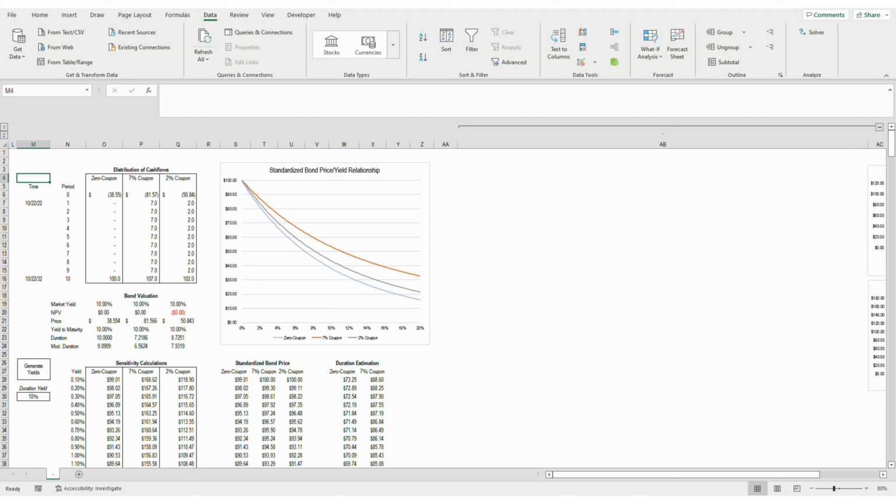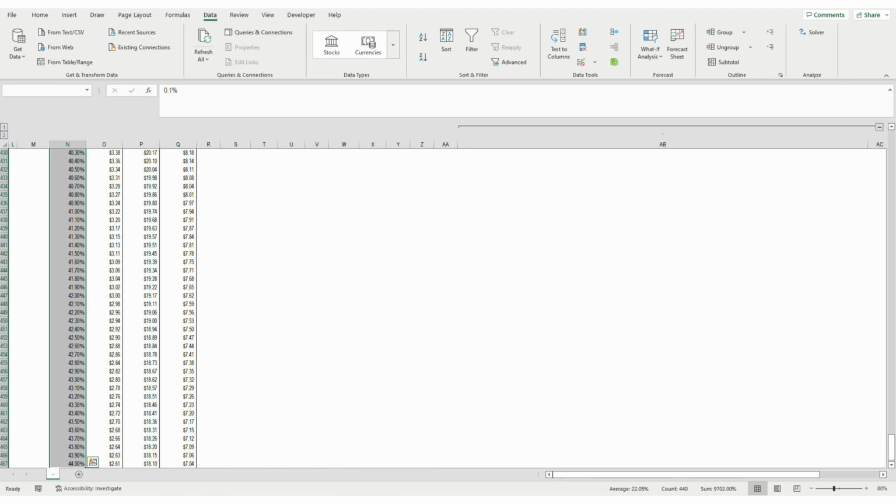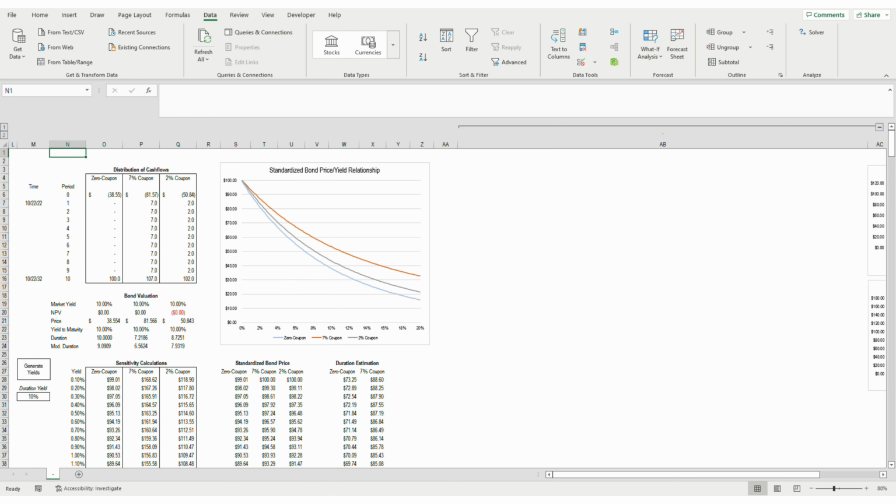The purpose of this model, as I mentioned, is to graph the relationship between required yield and bond price. I selected three kinds of bonds: zero coupon, low coupon at a 2% coupon, and mid coupon at a 7% coupon. To illustrate the relationship, I generated a yield curve that runs from 10 basis points to a little over 4,000 basis points. To calculate the price of a bond at a given required return, I used the following strategy.